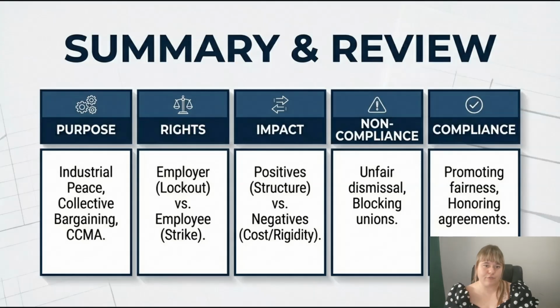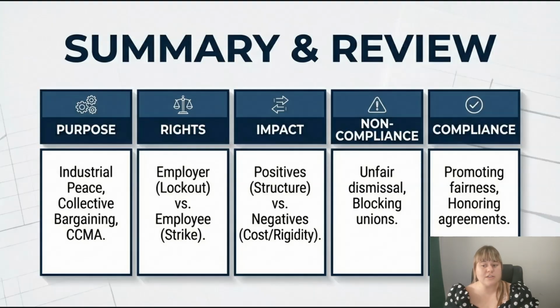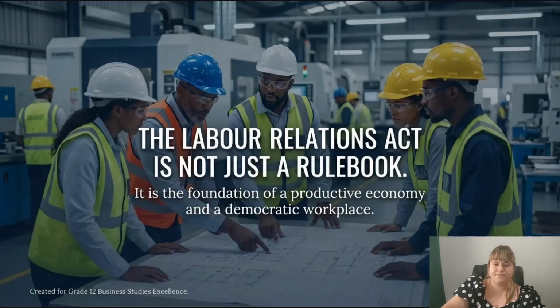Then summary and review. So we've looked through the purpose, we've looked through the rights, we've looked through the impact, non-compliance, and how do we comply. So the purpose, again, it's industrial peace, collective bargaining, and CCMA. The rights, we look at the employer, they have the right to lock out. The employee, they've got the right to strike. The impact, positive, it creates structure. The negatives, cost and rigidity. Non-compliance, unfair dismissals, and blocking unions. How do we comply? We promote fairness and honoring agreements.